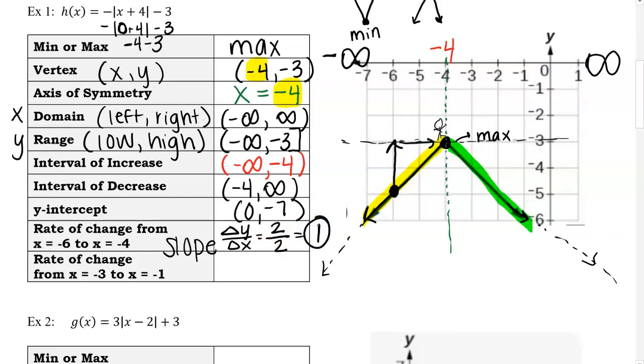If I put points on -3 and -1, to get the slope, I would do the change in y over the change in x, or rise over run, which means I'd have to go down 2 and to the right 2, which simplifies to -1.